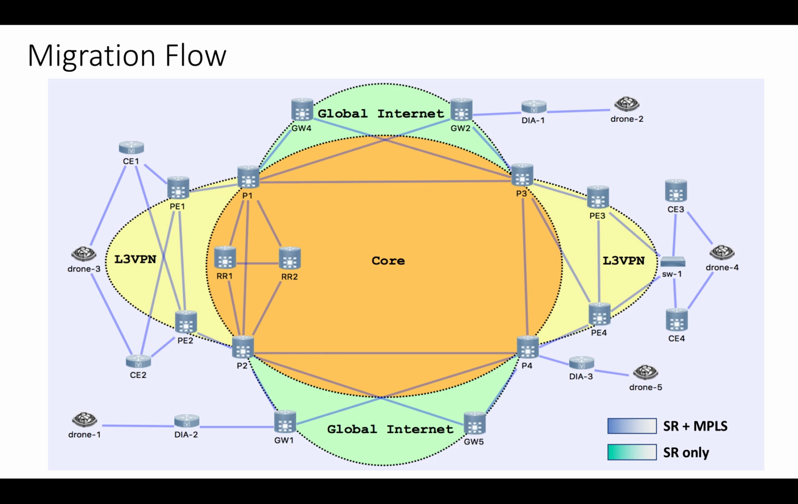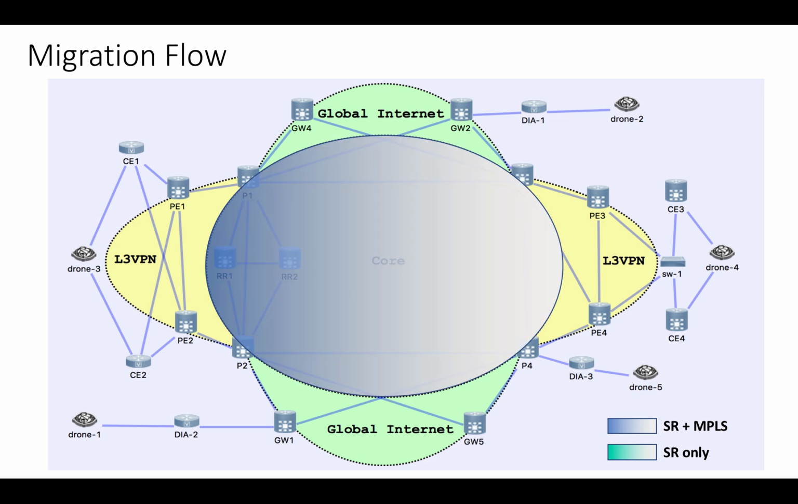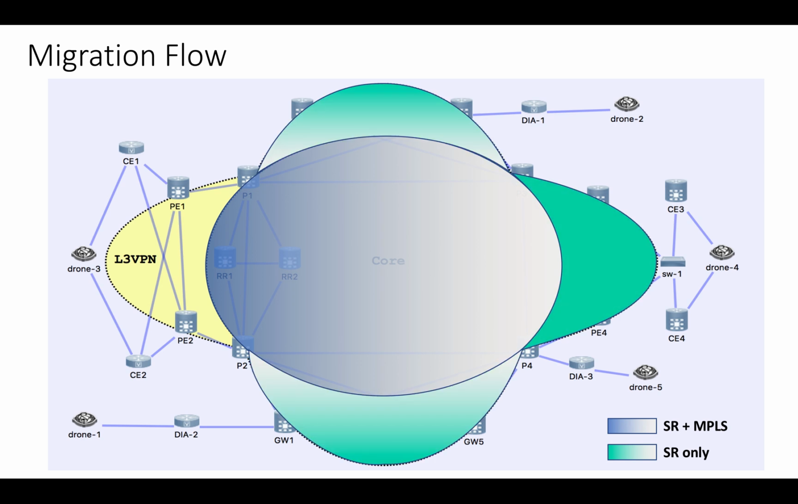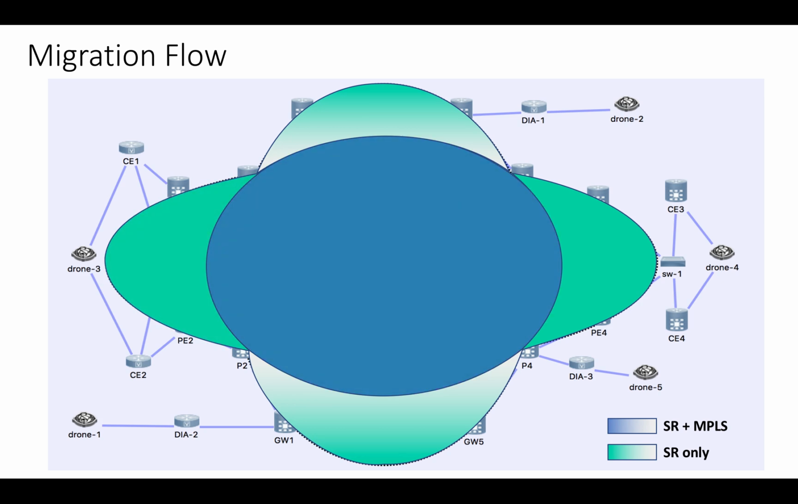Let's quickly show you the migration flow. Basically, we first convert the SR core of the service provider network to SR plus MPLS, then convert one part of the network to L3 VPN over SR plus MPLS and then SR only, then global internet to SR, and then eventually the other part of the network to SR only.